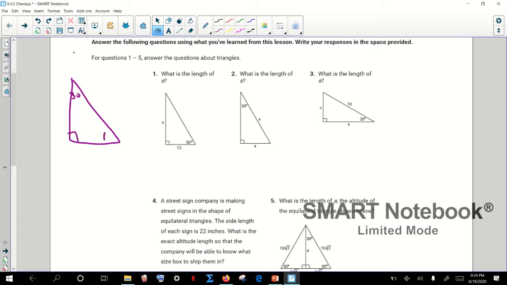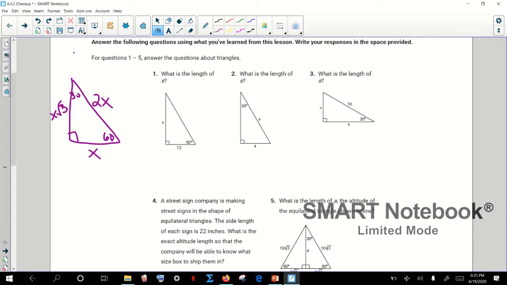So there's my 30-degree angle, there's my 60-degree angle, and my 90-degree angle. This side across from the 30-degree angle, that's what we're going to call x, that's the short side. The side across from the 60-degree angle is the long side, and that is x times square root of 3. And then the hypotenuse is the side across from the right angle, and that's whatever the short side is times 2. So there's my 30, 60, 90 triangle. I'm going to use that as a reference as I go through the following few questions.